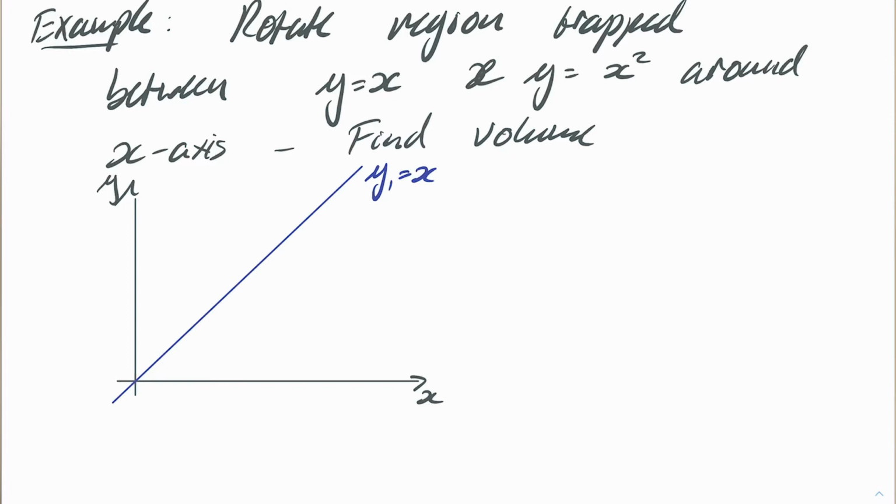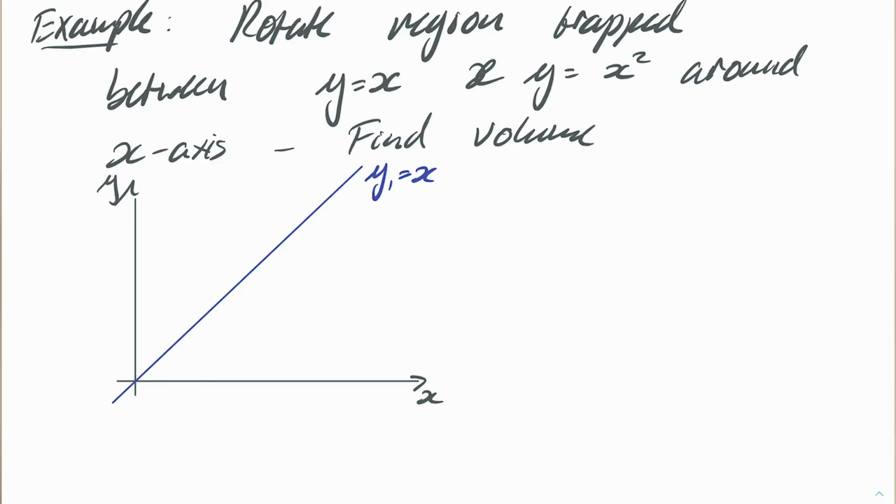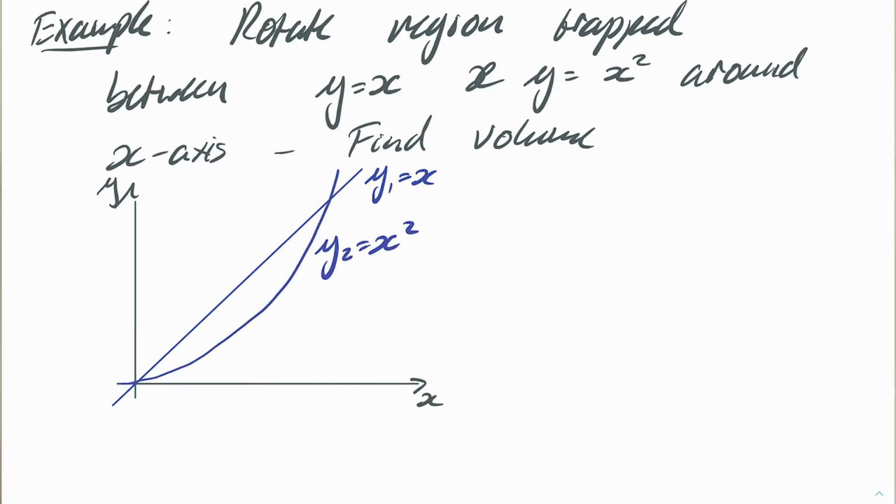Let's try an example of this, which brings out a solid of revolution with a hollow part in it. Let's find the volume of the solid formed by rotating the region trapped between y equals x and y equals x squared around the x-axis. First thing to do is to draw a diagram to see what the question's asking. So if I have my xy plane, the function y equals x, which I'll call y1, and y equals x squared, which I'll call y2, then if I'm going to rotate this around the x-axis, that's going to give me a shape which looks a bit like a cone, but the center of it will be hollowed out.